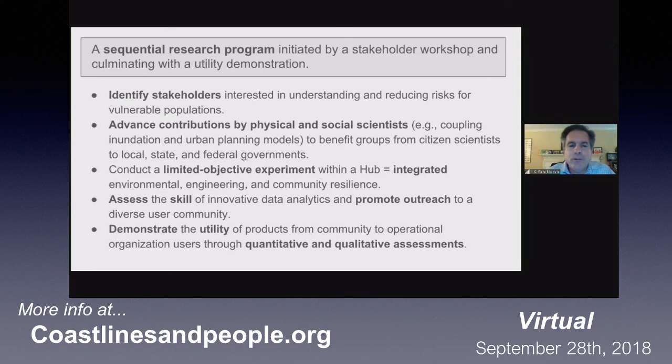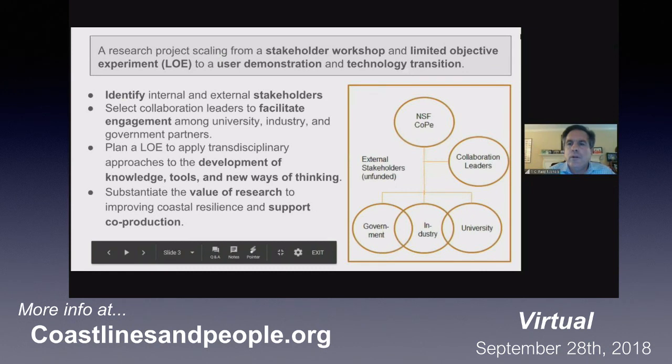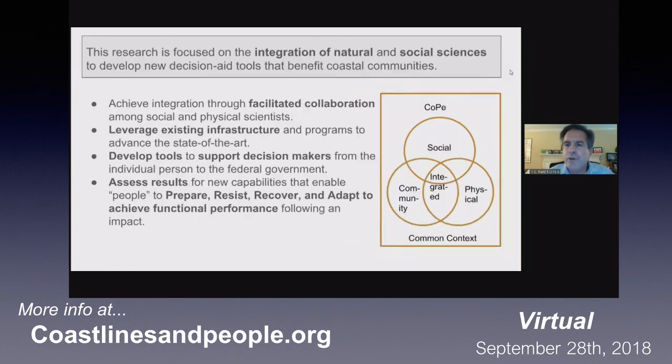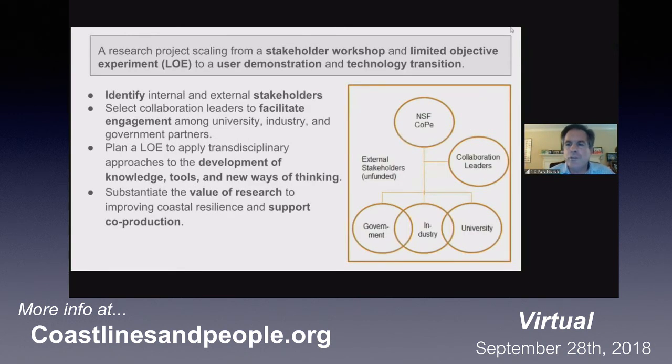Key to doing this is not only looking at skill assessments or measurements of performance, but also to look at the utility or the effectiveness of products that are going to be used by decision makers or the community. And those should be qualitative and quantitative. One of the aspects that would probably differentiate this from other projects is having collaboration leaders somehow involved to help integrate government, industry, and university participants.